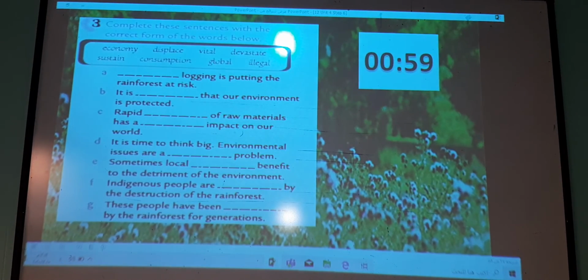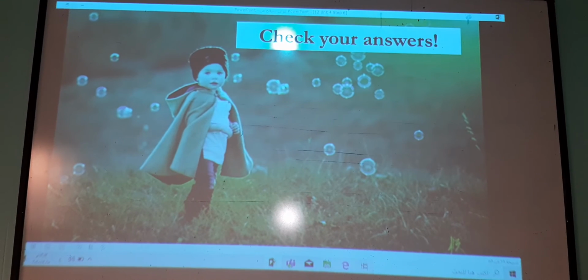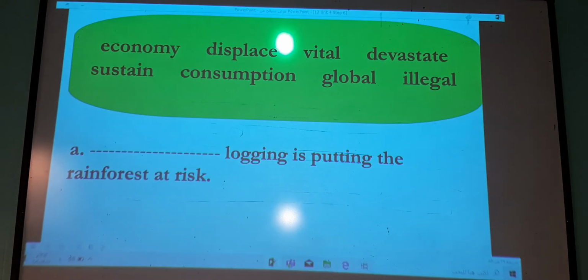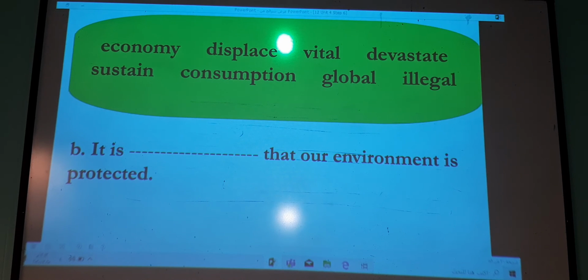Exercise number 3, we have another group of words. Economy, displaced, vital, devastated, sustain, consumption, global, illegal. Illegal logging is putting the rainforest at risk. So we will say illegal logging, cutting down trees. Logging means cutting down trees. It is vital that our environment is protected. It is important. It is vital.